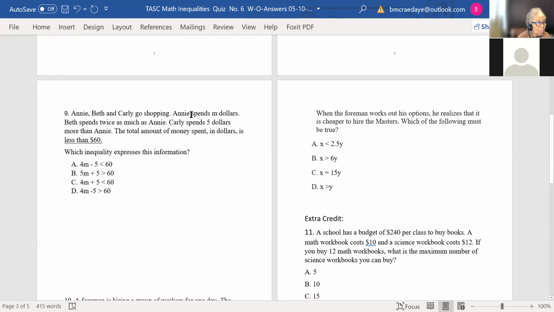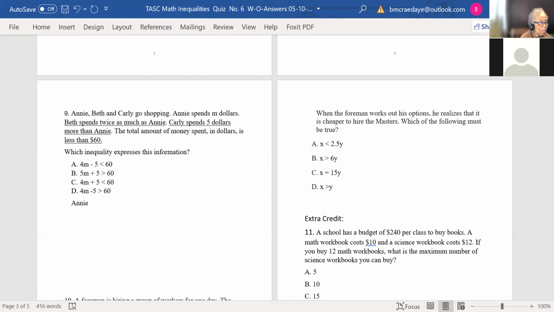Now, what I want you to do is to translate these words to the math. So that's that one. And then translate Carly's amount. Beth and Carly go shopping. How did I do mine? Go ahead.